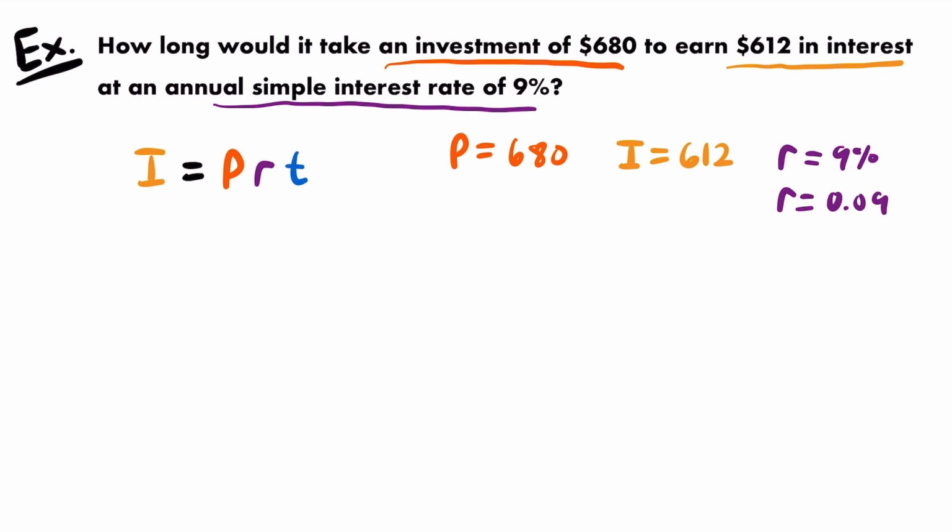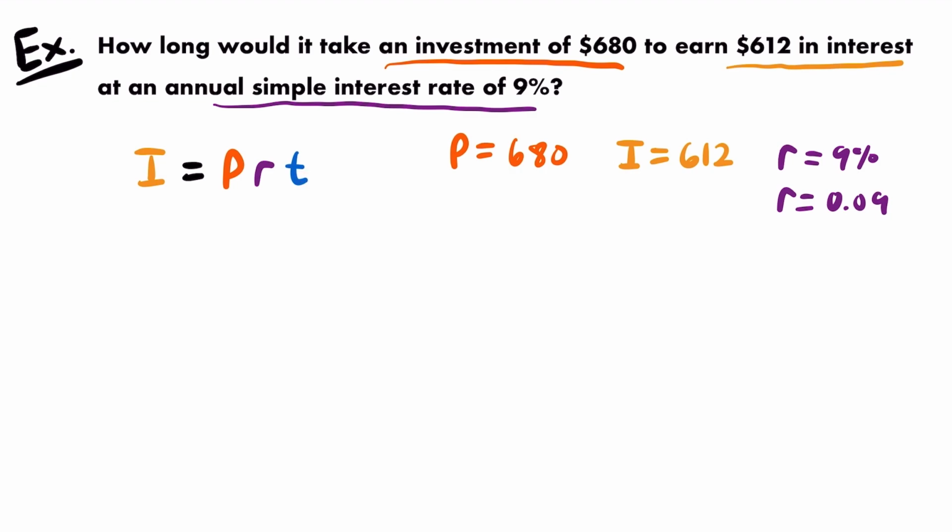And so now it looks like what we don't know is the amount of time, right? We want to know how long it would take this investment to earn this amount of interest at this interest rate. So we're going to be solving for t in this equation. That will be the unknown value that we need to isolate and solve for. All right, so let's set it up. Let's put in the values that we know into this equation, and then we'll work on solving for t using our equation solving skills from algebra.